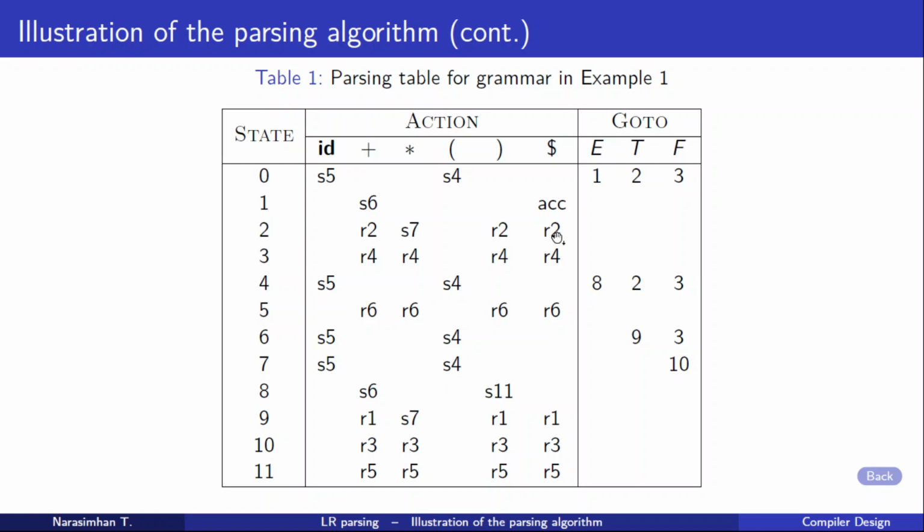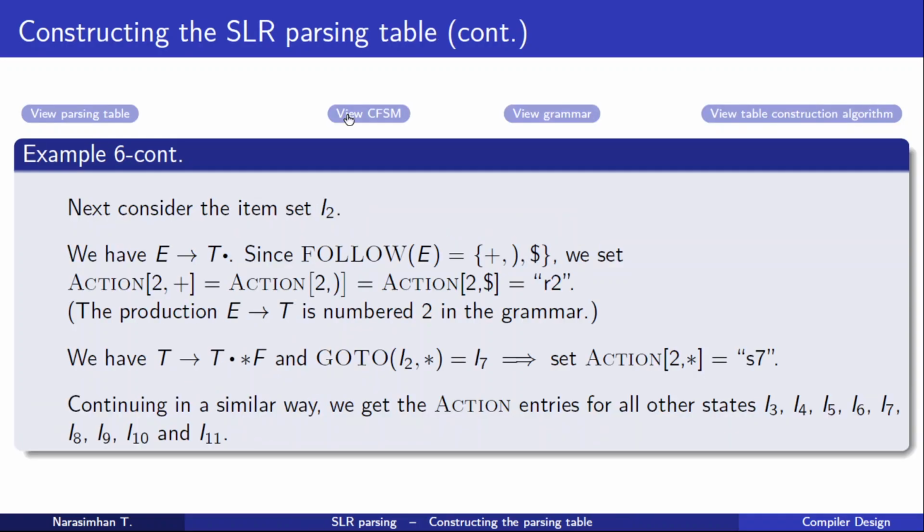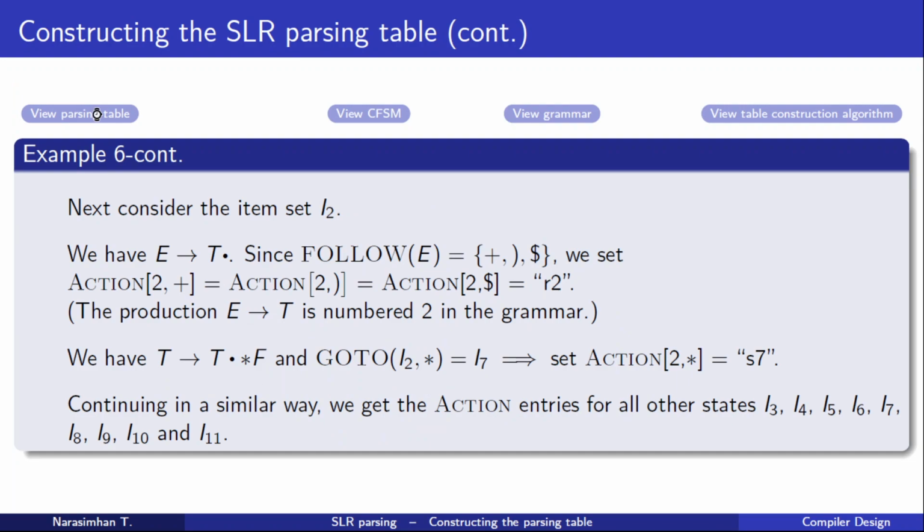Now you have one shift item here. So you find go to I2 comma star. What is I2 comma star? Yeah, I2 comma star, it is I7. So the entry should be what? S7. So 2 on star, it is S7.